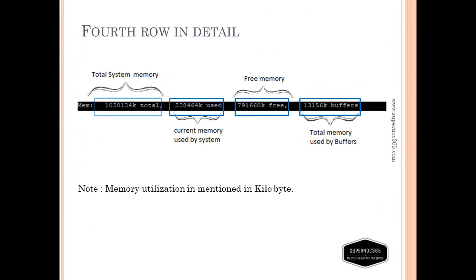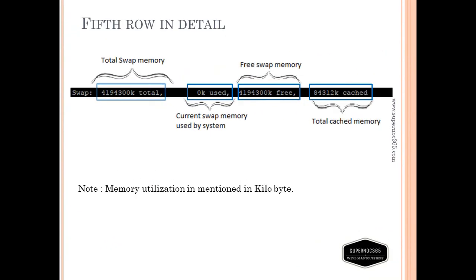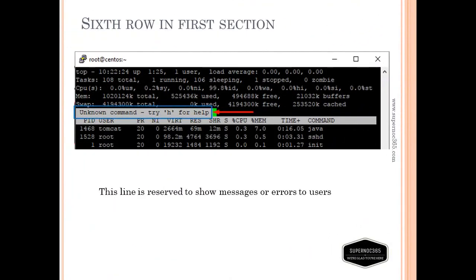On the fourth row we can get physical memory utilization, like the total system memory in kilobytes, current memory used, free memory, and total memory used by buffers. The fifth row shows swap memory utilization: total swap memory configured on the system, currently used by the system, and how much is free, along with the total cache memory. The sixth row is reserved to show any messages or errors to the user on the same screen.